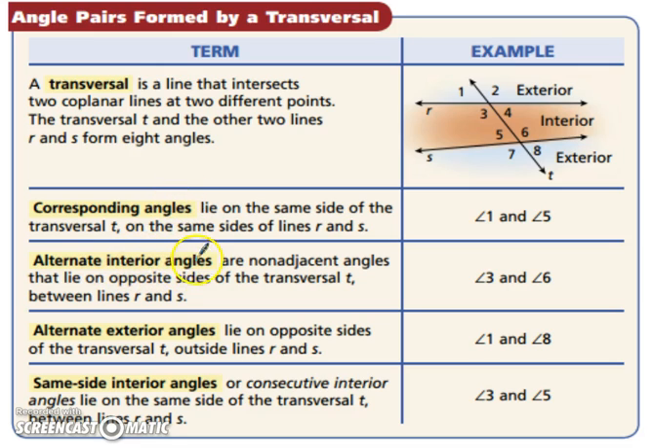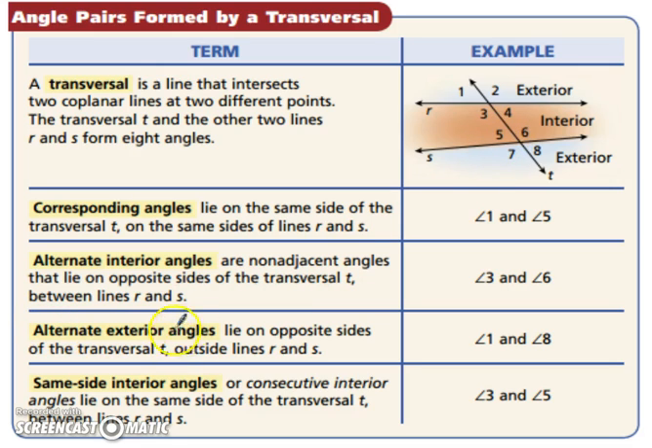Alternate interior angles are non-adjacent angles that lie on opposite sides of the transversal. So alternate, opposite sides, and they're interior, in between your two lines. Keep in mind, they're not 3 and 4 because they're adjacent. They have to be non-adjacent, so 3 and 6, or you could have 4 and 5.